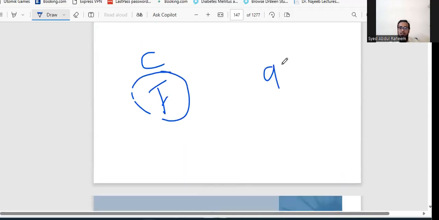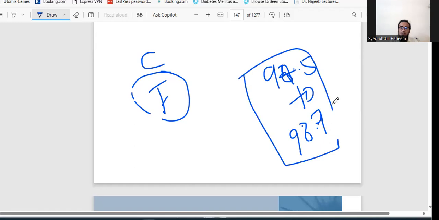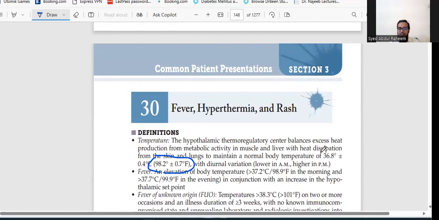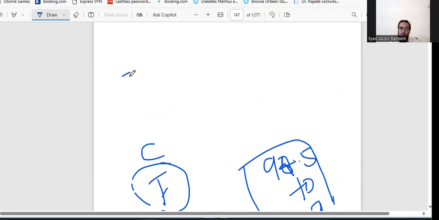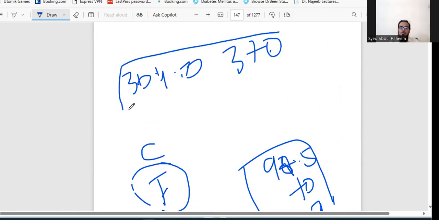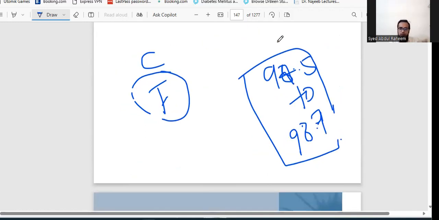So if a person has between 97.5 to 98.9, this is the normal temperature level. This is in Fahrenheit. If you want to check in centigrade, Celsius, it is about 36.4 to 37. So this is the normal in Celsius. This is the normal level, absolutely normal.